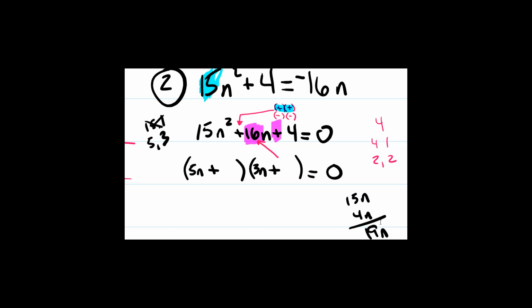And so let's play with this one. Now I'm going to go, don't know which one. We got 4 and 1, 2 and 2. I'm gonna go with the 2s. I want to try those. So 15n squared plus 16n plus 4. And I'm going to try to get that middle term of 16.